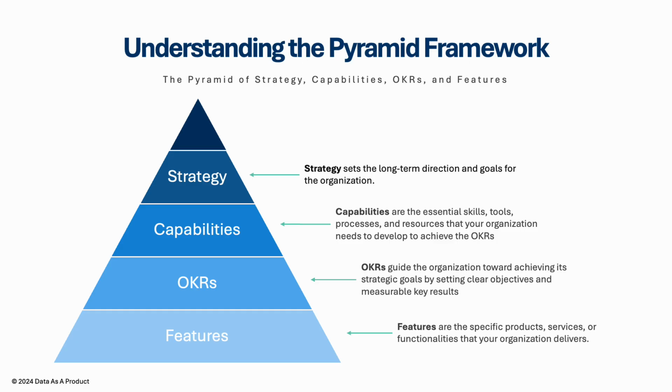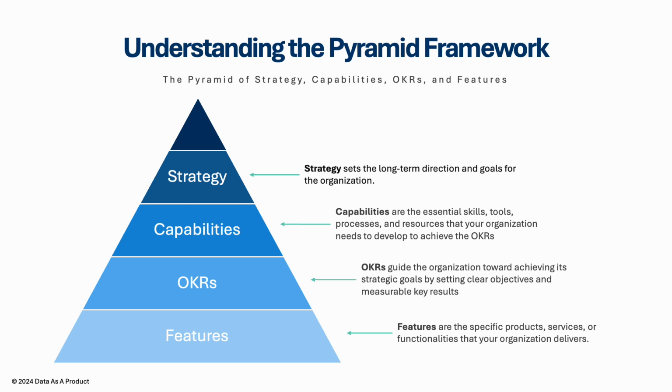Let's dive deeper into how OKRs fit within a strategic framework that can help your organization unlock its full potential. We'll explore using a pyramid model where each layer builds upon the one below it, creating a powerful structure for success. At the base of the pyramid, we have features. Features are the specific products, services, or functions that your organization delivers. They are tangible outputs that stem from your organization's capabilities. For instance, in the context of a data product, a feature might be a user-friendly dashboard that provides real-time analytics.